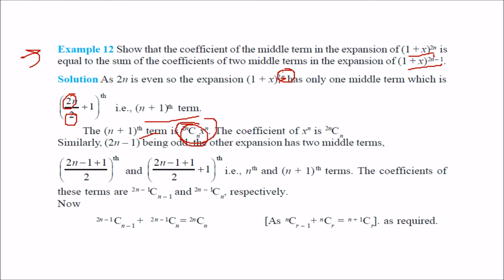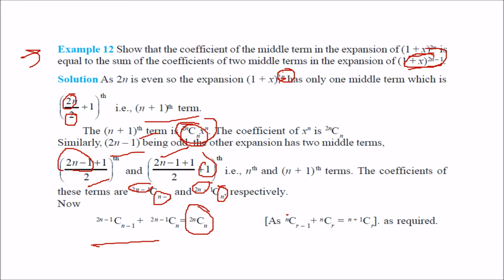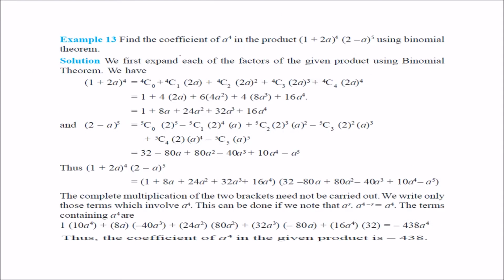Now let us come to (1 plus x) to the power 2n minus 1. Here we have two middle terms because the power is odd. So if you expand, you will get two middle values, the ((2n minus 1) plus 1)/2 th term and the next one. So you get 2n minus 1 Cn minus 1, and 2n minus 1 Cn. If you add these two, you will get 2nCn, because we know that nC(r minus 1) plus nCr gives you (n plus 1)Cr. So this is exactly true.